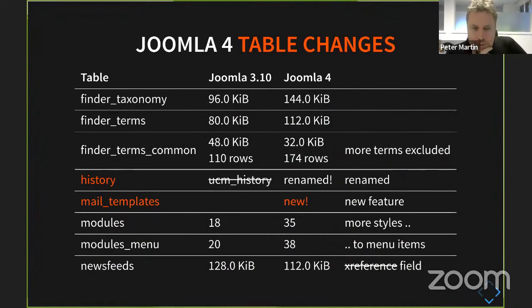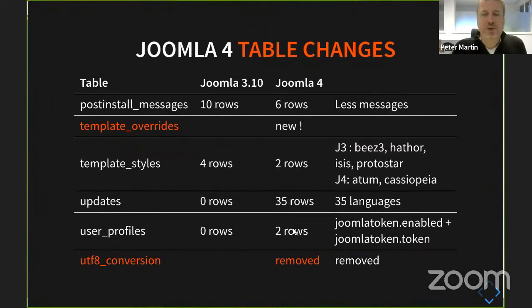And in the past, we had something called UCM, like Unified Content Management, probably, history. It's not there anymore, and now it's just called history. We have something called mail templates. It's new because Joomla has mail templates, where you can create notification templates for your emails, and those are stored in the mail templates. We have more menus. We have more modules and more styles, etc. We have something called template overrides. It's a new database table.